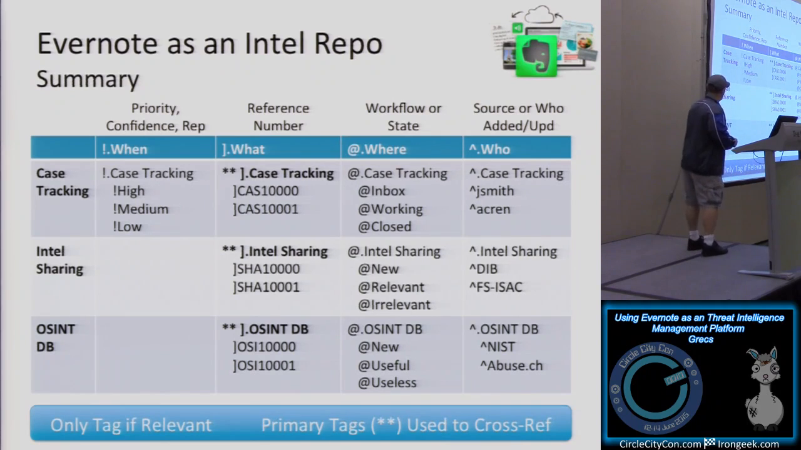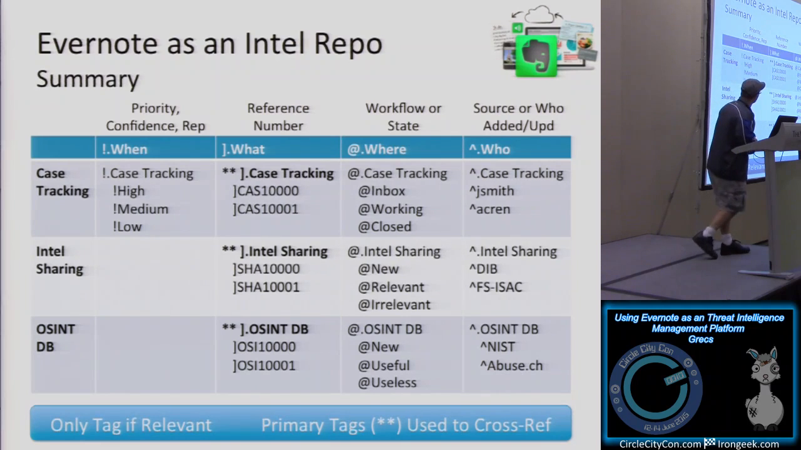And the same thing with the OSINT. You can see the cases that have been associated with a particular bit of data. So there's some good use there. So then there's the where column, which is the workflow or state. I already talked about the case tracking, so here I just use the example inbox, working or closed.